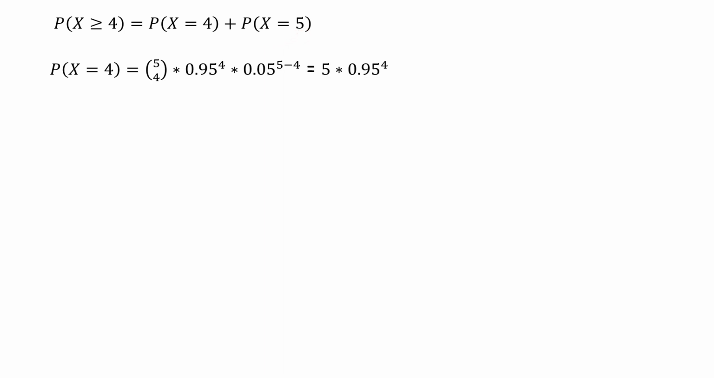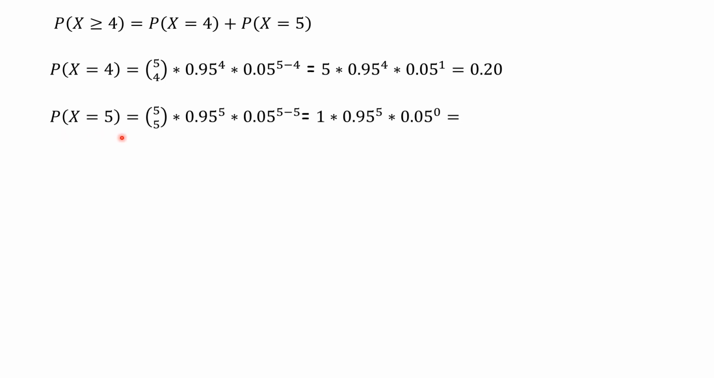Let's come back to our calculation. The probability that x is at least 4 equals the probability of x equals 4 plus the probability of x equals 5. We've already found that the probability of x equals 4 is 20%. We can calculate the probability of x equals 5 in the same spirit using the same formula, and we get 77%.